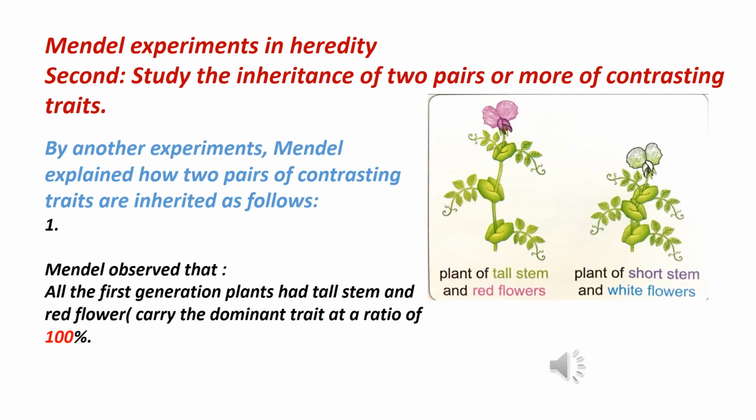Second, study the inheritance of two pairs or more of contrasting traits. Mendel conducted a cross-pollination between two pea plants, one with a pure tall stem and red flowers, the second with a pure short stem and white flowers. Then he planted the produced seeds. He observed that all the first generation of plants had tall stems and red flowers.